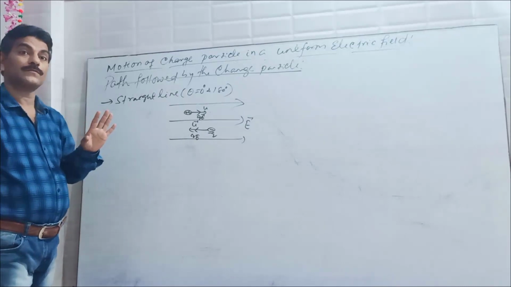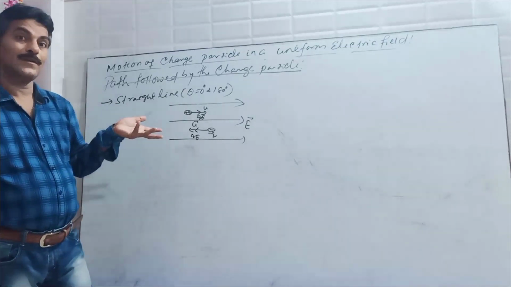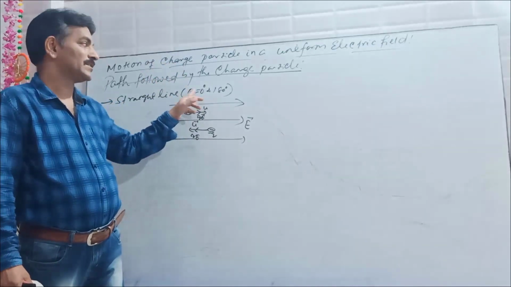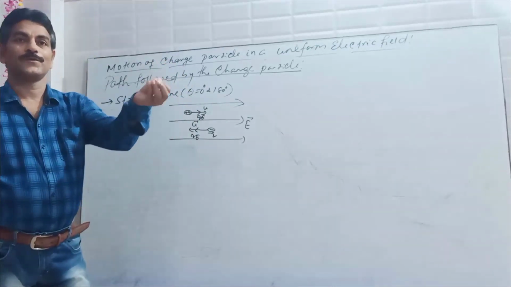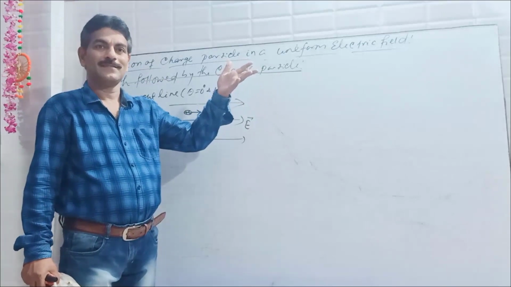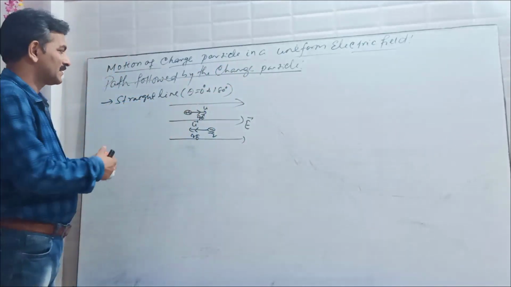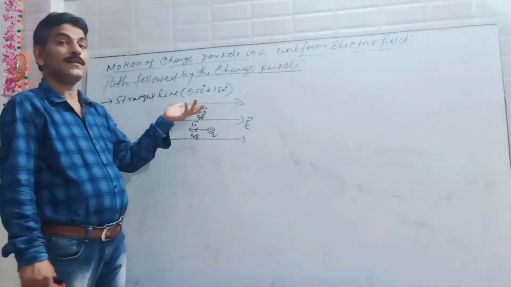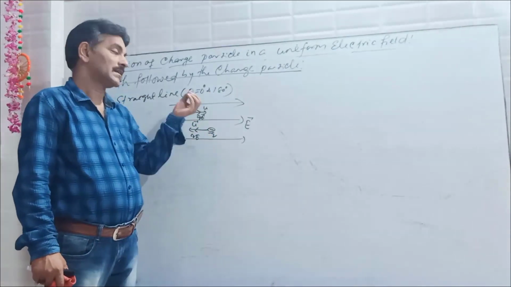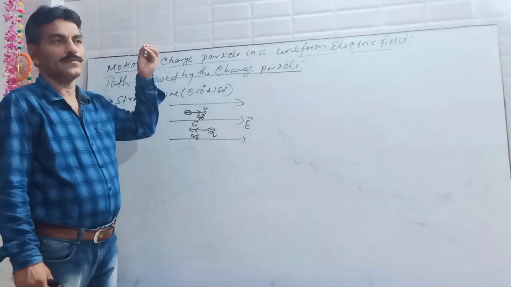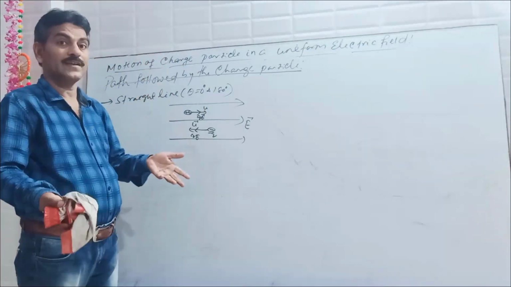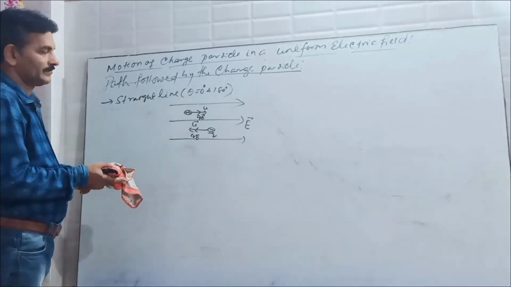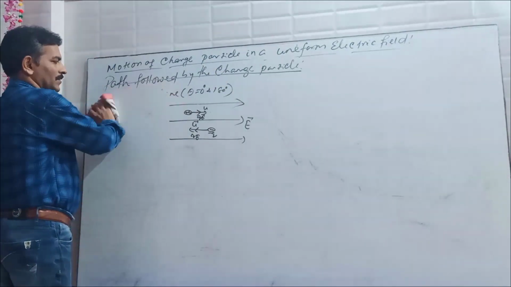Then what about if the charge particle enters the electric field at any angle besides 0 and 180, say 60, 30, 40, 120, 90? In this case, the path is not a straight line or linear. What about the path followed by the charge particle if it enters into a uniform electric field at any angle besides 0 degree and 180 degree? We will discuss these things.